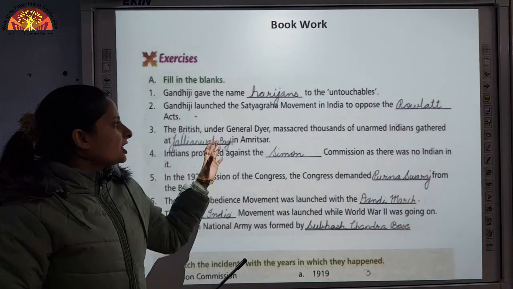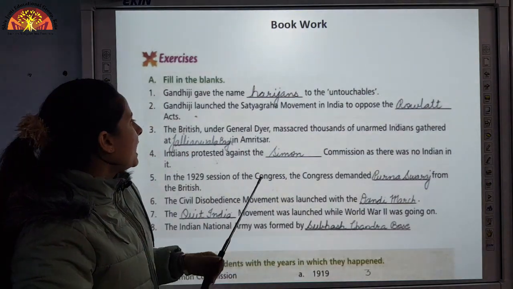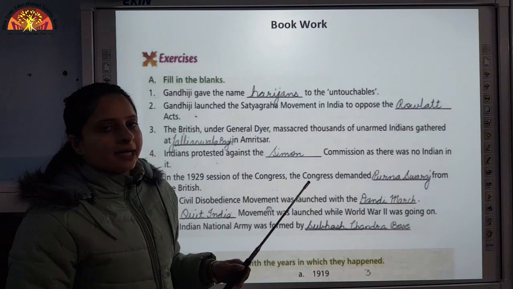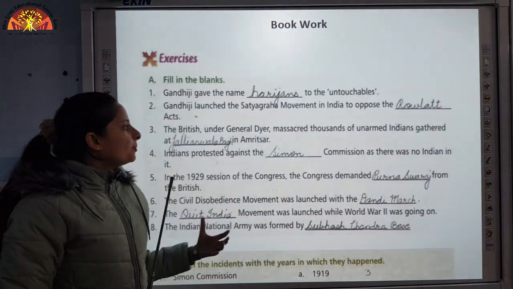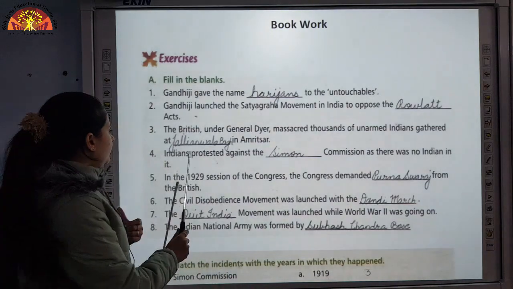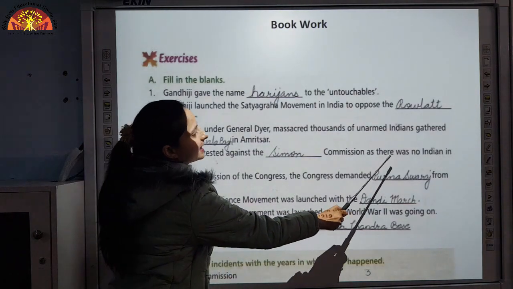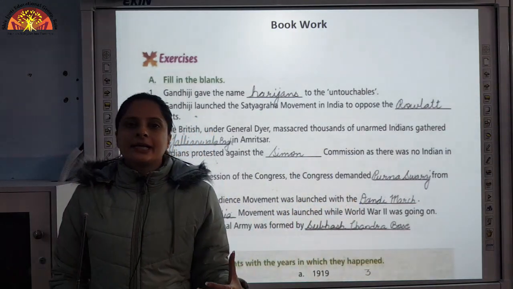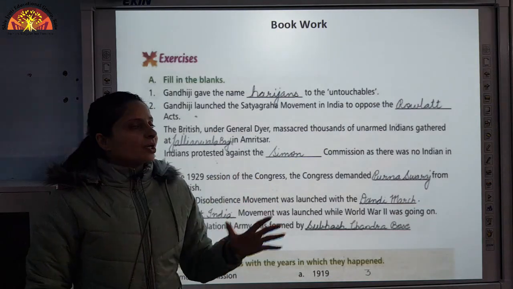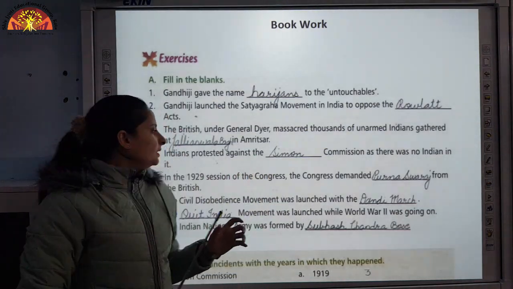As we have learned, the Jallianwala Bagh massacre took place in the year 1919, and on the orders of General Dyer, the British soldiers fired for 10 minutes. They did open firing at the crowd. Indians protested against the Simon Commission as there was no Indian in it. Now, why were the Indians angry with the Simon Commission? Because there was no Indian included in the Simon Commission.